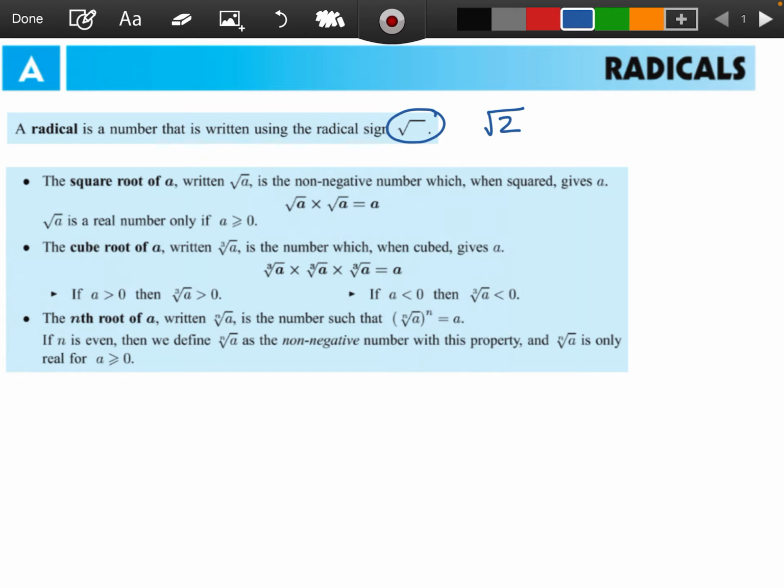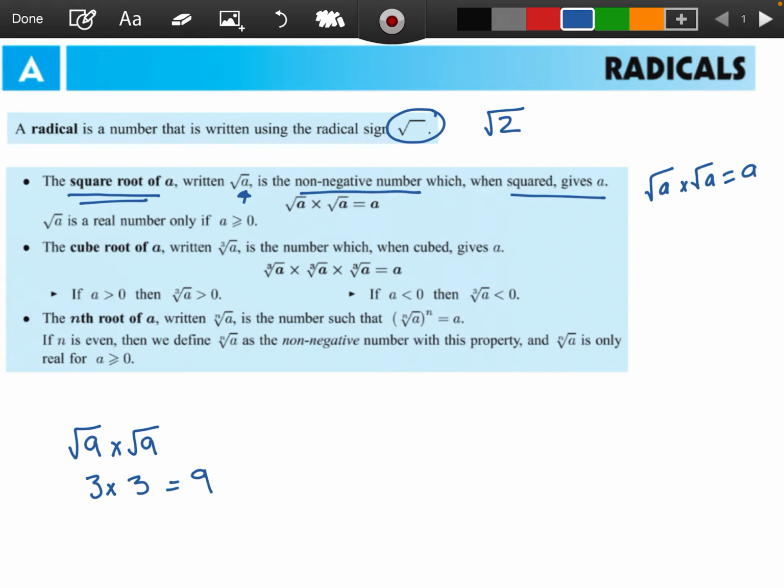So you are used to, I think, seeing those numbers when we're talking about square roots. So if you take the square root of a, for example, that is the non-negative number which when squared gives us a. So if you have the square root of a times the square root of a, that gives you a. And we can test that out with an example that we know. So for example, the square root of 9 times the square root of 9. Well, we know that the square root of 9 is 3, so we can do 3 times 3, and we see that that in fact gives us 9.